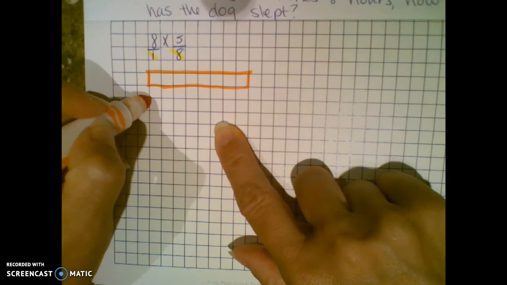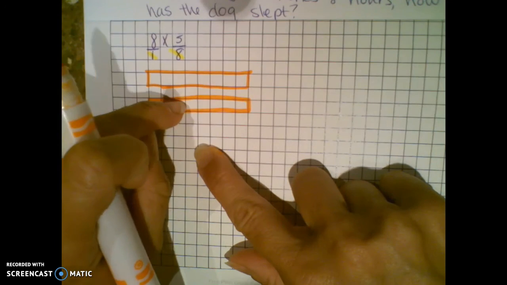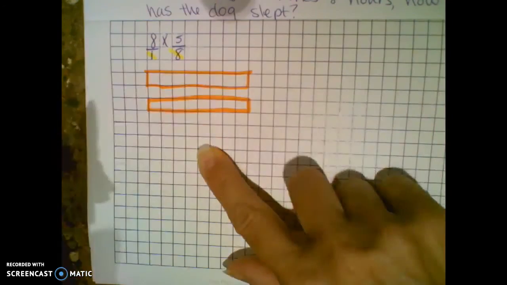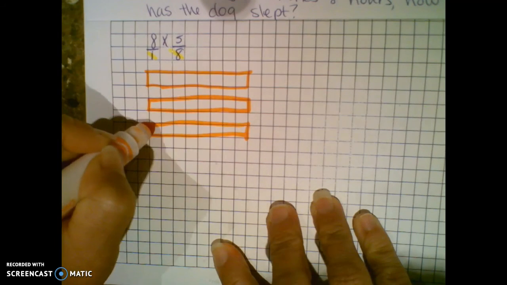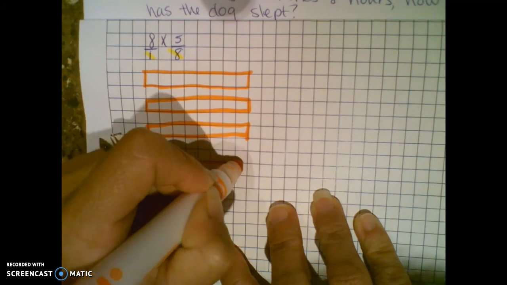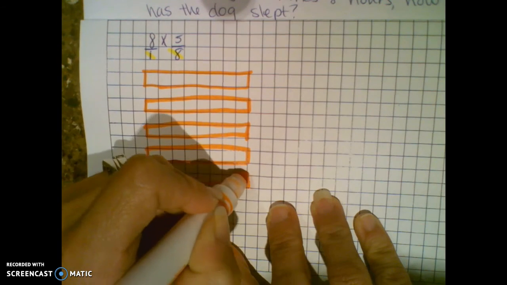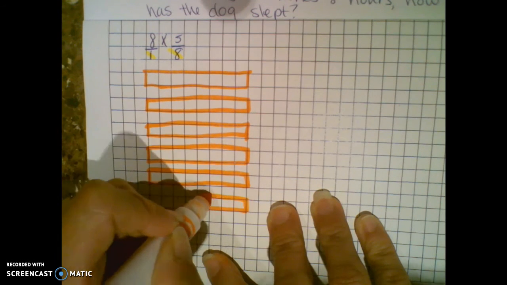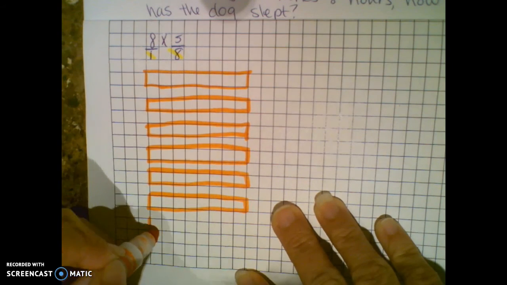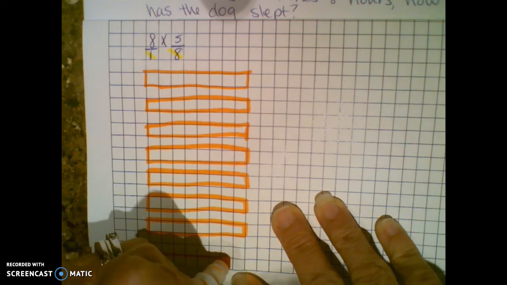So there's 1, 2, 3, 4, 5, 6, 7, 8. Okay, I did that right. And then 3, 4, 5, 6, 7, and 8.